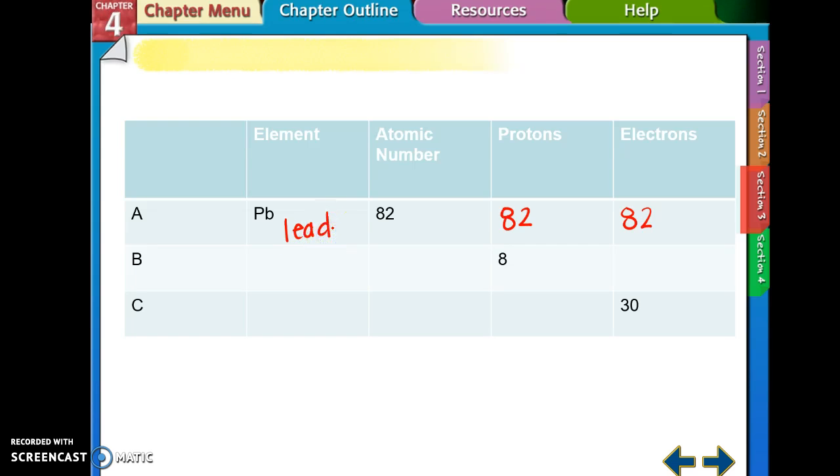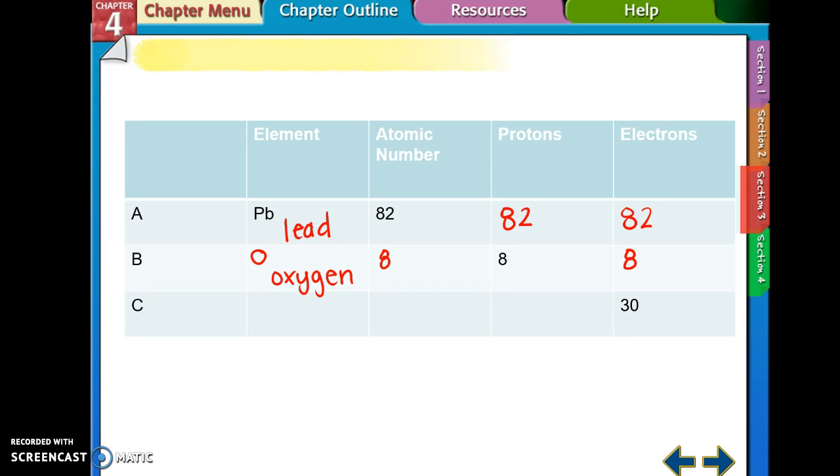So now let's look at example B. If I've got 8 protons, that means my atomic number is 8, and my number of electrons is also 8 because they are all equal to each other. If I look on the periodic table, oxygen is element number 8. It has an atomic number of 8. So that means that it's an O. That's its symbol. And its name is oxygen.